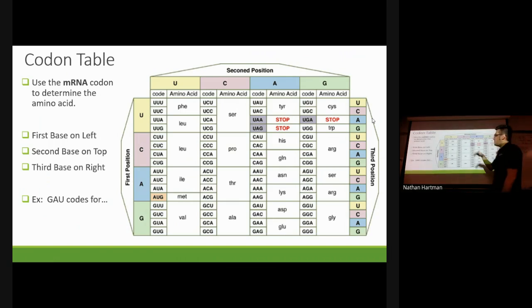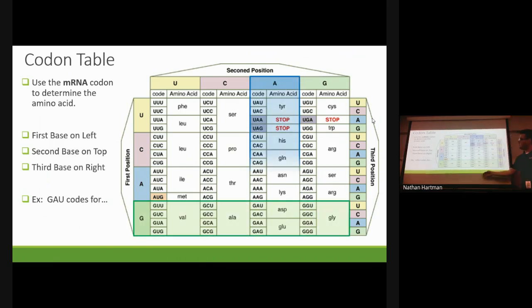And the way you do that is by going to these rows here on the left for the first letter of our codon, the top ones, the columns for the middle one, and then these over here are for your third position. So for example, GAU: G puts us in the bottom row, A puts us in this column, and U, ASP, aspartic acid, right?